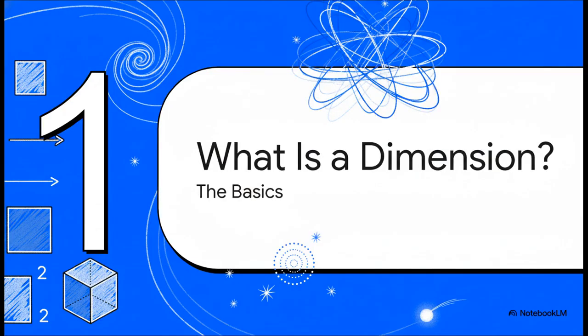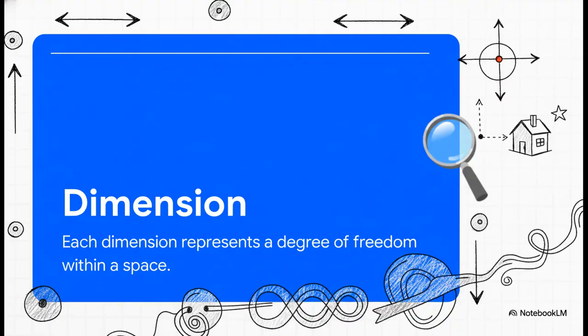Okay, so before we go hunting for these hidden dimensions, we really need to get on the same page about what a dimension even is. It's a word we all use, but in physics, it has a very, very precise meaning. So a dimension is basically just a degree of freedom. That's a fancy way of saying it's an independent direction you can move in or measure something.